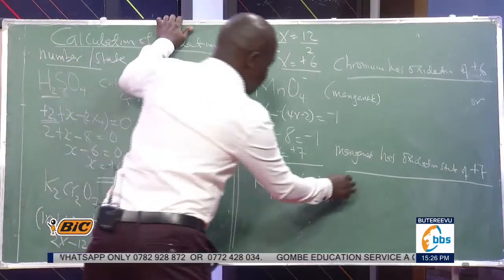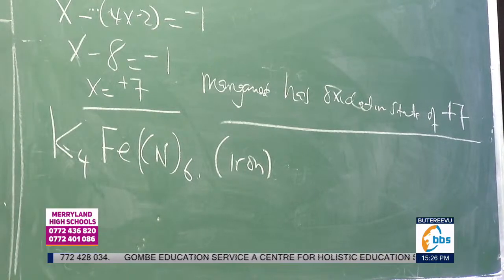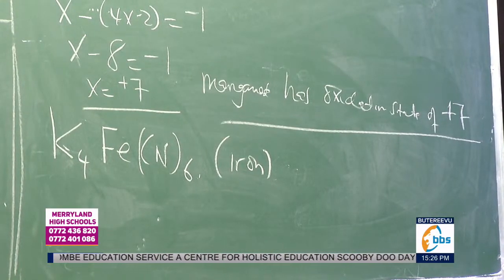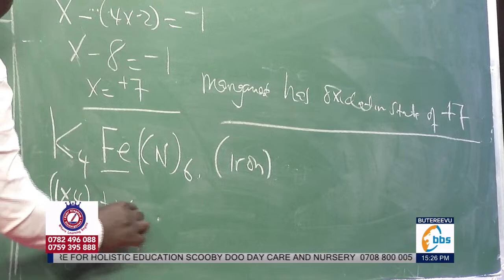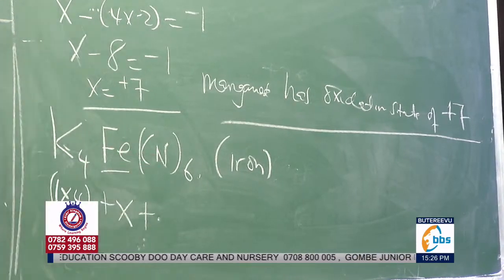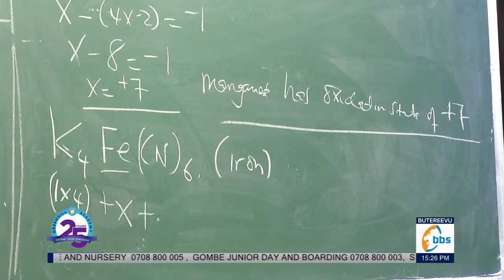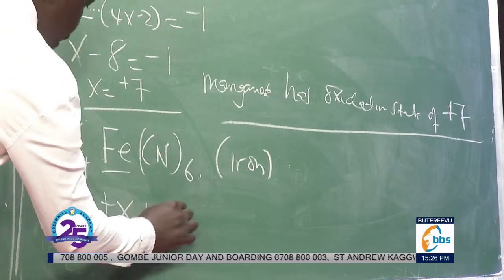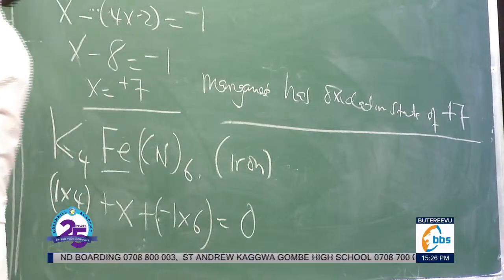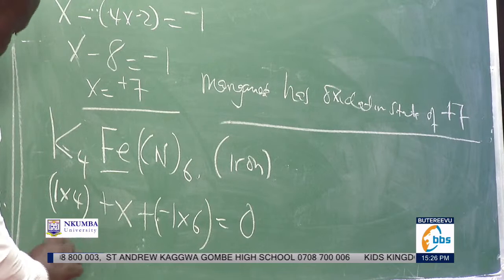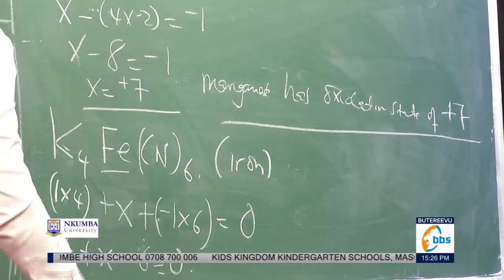We want to get for iron here. What do we do? Potassium is positive 1. So 1 times 4. We want iron, so iron we make it to become X. Then plus, now cyanide has a state of negative 1. That is 4 here minus 3, that is times 6. We equate to 0 because the complex has no charge. So we say 4 plus X minus 6 equals to 0. So what is X here?